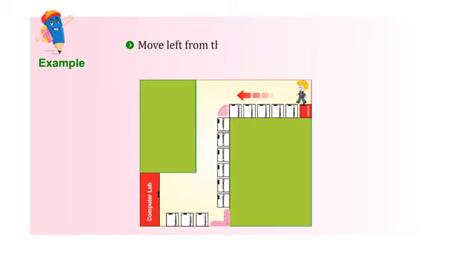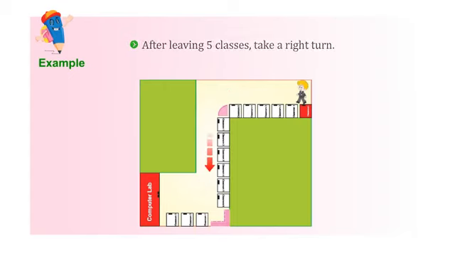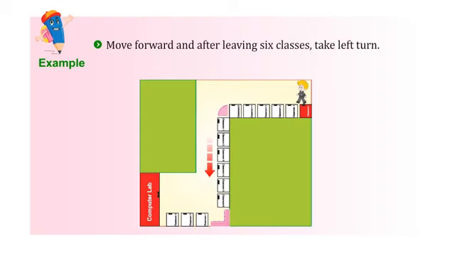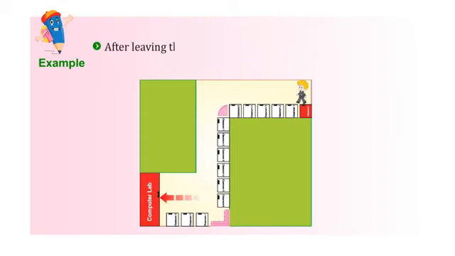Move left from the class and go straight. After leaving 5 classes, take a right turn. Move forward and after leaving 6 classes, take a left turn. After leaving 3 classes, you will reach the computer lab.